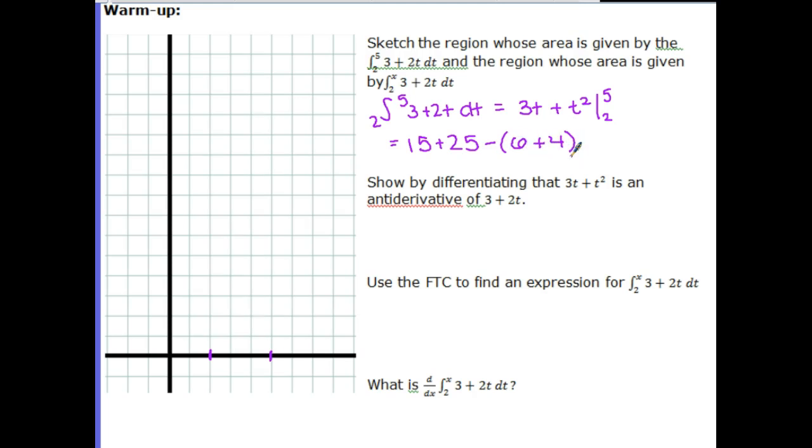So you have 15 plus 25 minus 10. So you get 30. So it says sketch the region whose area is given by that function. So we need to sketch a region that goes from 2 to 5 with an area of 30. So you would make a rectangle. And what would the height of that rectangle have to be if it needs to have an area of 30? 10.